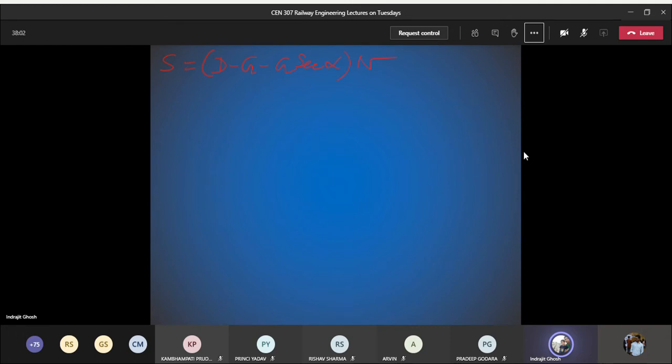Now we cannot leave sec alpha because this is not something we know. So D we know from the road track, G we can know, N we can know. As we have seen, cot alpha is equal to N using the right angle method that we use in case of India. Let us try to convert sec alpha in terms of N. If cot alpha is equal to N, what is sec alpha as a function of N?